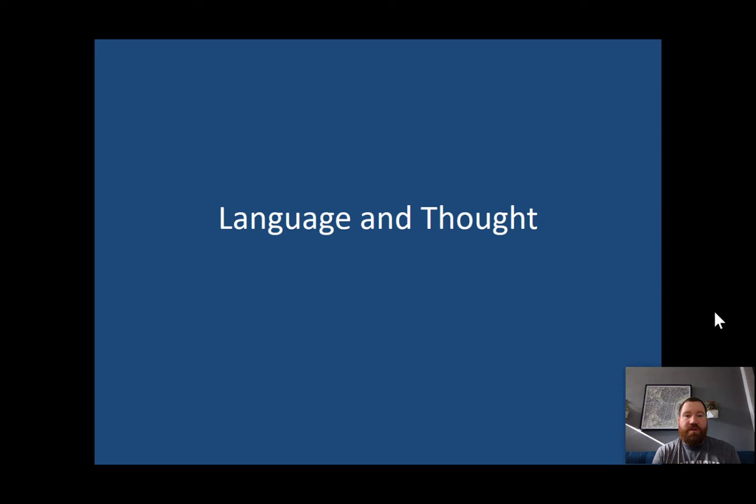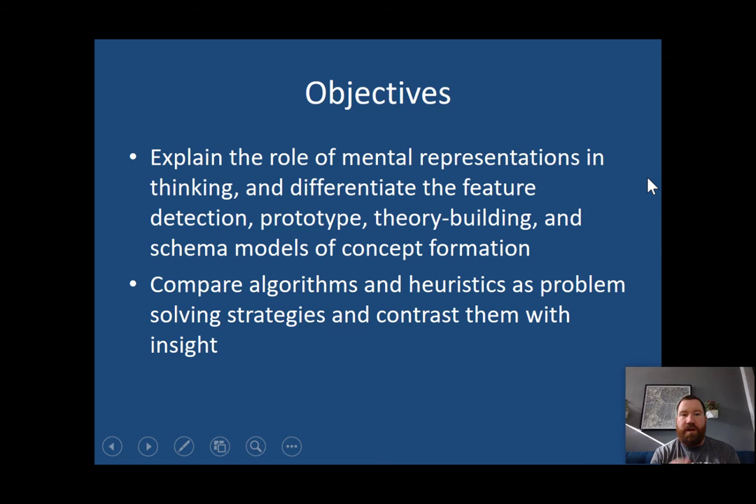All right, so let's dive right into the objectives for this first section here. Let's try that again. There we go. We're going to talk about mental representations and basically try to figure out what's the difference between all of the different types of how we think and what it is that we're actually thinking about. And then we're going to get into problem solving strategies, specifically algorithms and heuristics, and try to figure out how they work differently from something like insight, which is a pretty interesting and fun thing to study. So that's our work for this first part about thought.